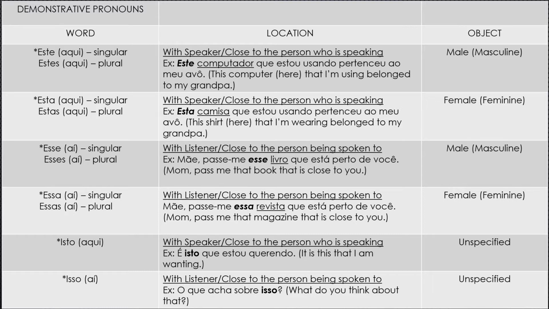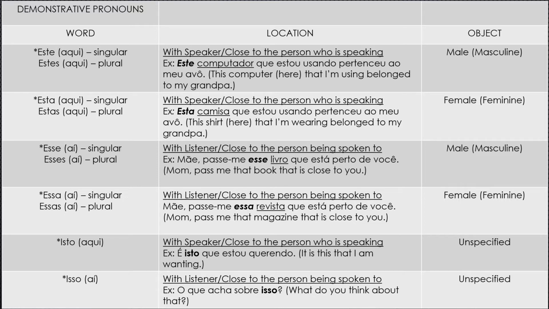You might notice that we used usando in both examples. Usando, like for when you're using a computer, is to use. Usando when you're wearing clothes is to wear. So the verb usar can be to use or to wear. But esta camisa right here, this shirt right here that I'm wearing, belonged to my grandpa. If it was plural, camisas, then it'd be estas camisas. So that's how that works.